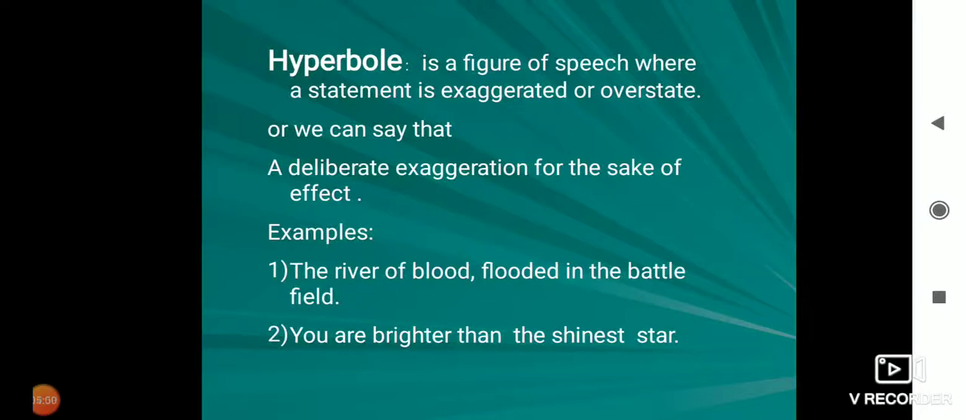Second, you are brighter than the shiniest star. Here we are overstating someone's beauty by telling that it is brighter than the shiniest star.